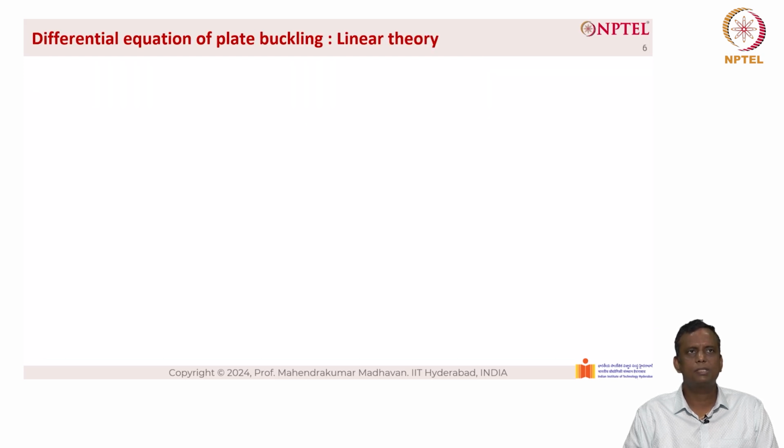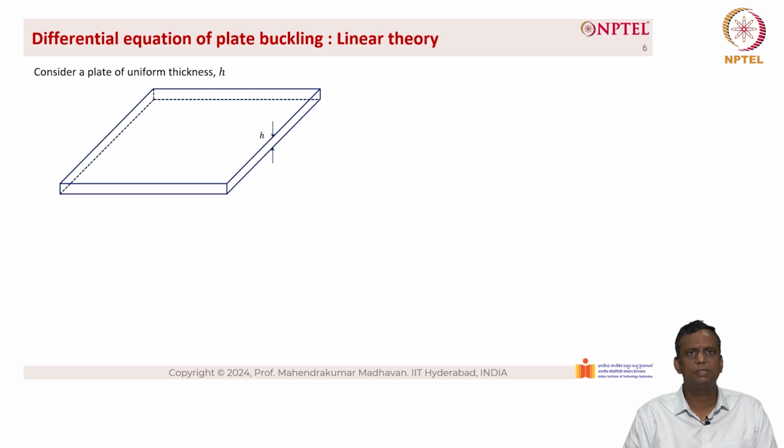To answer these questions, we need to have a fundamental understanding of the linear plate buckling theory. Let's look at it. So, consider a plate of uniform thickness H, as you can see here, and the axes are shown here. Right hand side is x and towards the out of the plane is y, and in the thickness direction it is z.